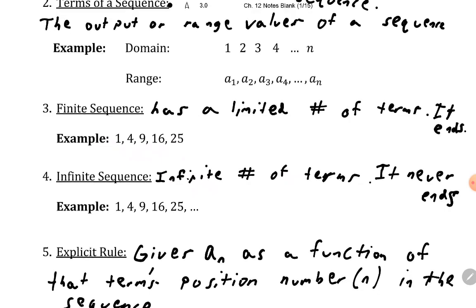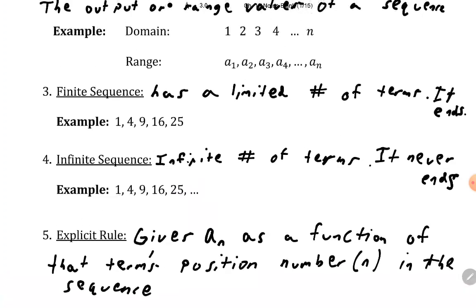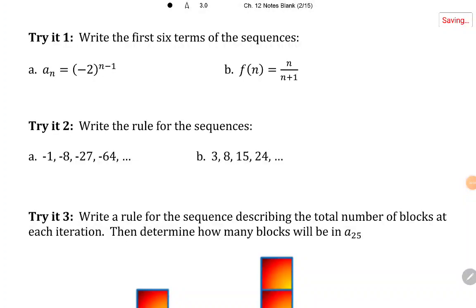A finite sequence has a limited number of terms; it ends. An infinite sequence goes on forever. So this would be 36, 49, keeps on going forever and ever. An explicit rule gives a sub n as a function of the term's position number in the sequence. And then here's some examples on the next page.